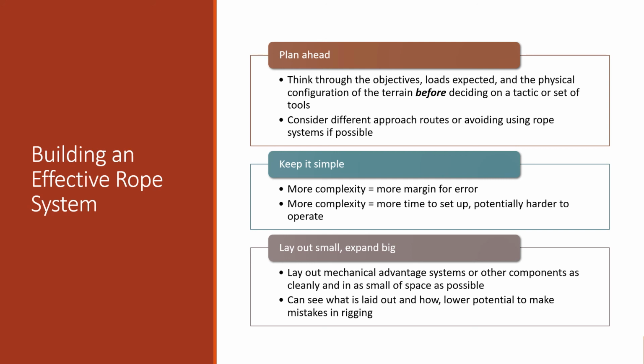Finally, lay it out small, then make it big when you're done. Lay that mechanical advantage system out in as small of a space as you possibly can, especially if you can see all of it at once. Put it all on a single tarp, lay it all out nicely, make it super clean, make it look as good as a photograph in a manual. Okay, now that it's built, checked, everything's ready, then expand it out and make it ready to go. This reduces your chances for errors. Make sure your system's built right. It's easier and it's going to be more straightforward. So lay it out small, expand big.